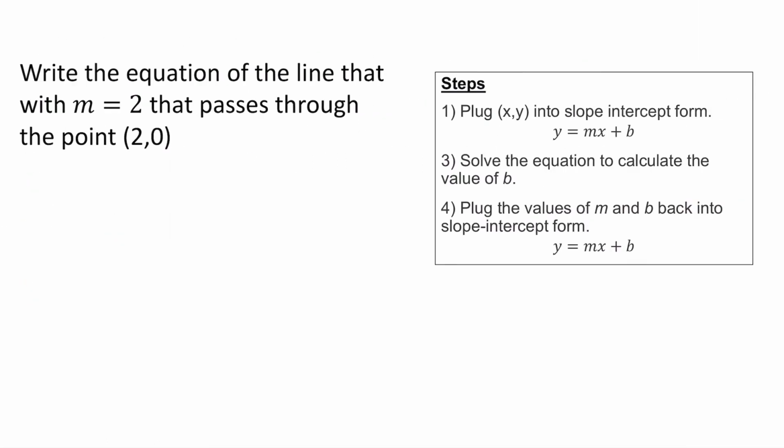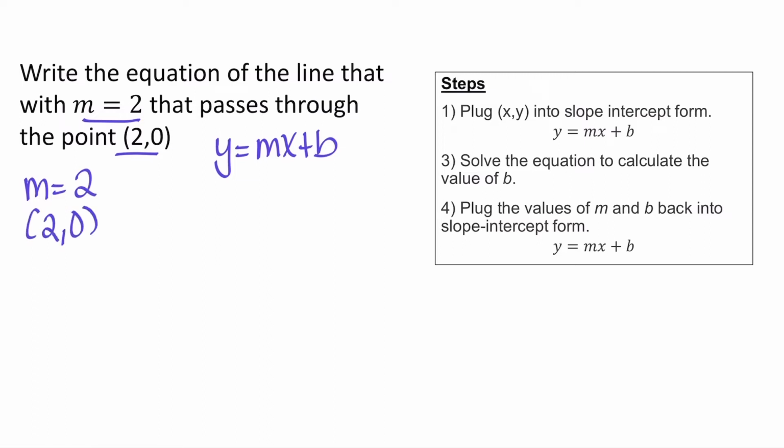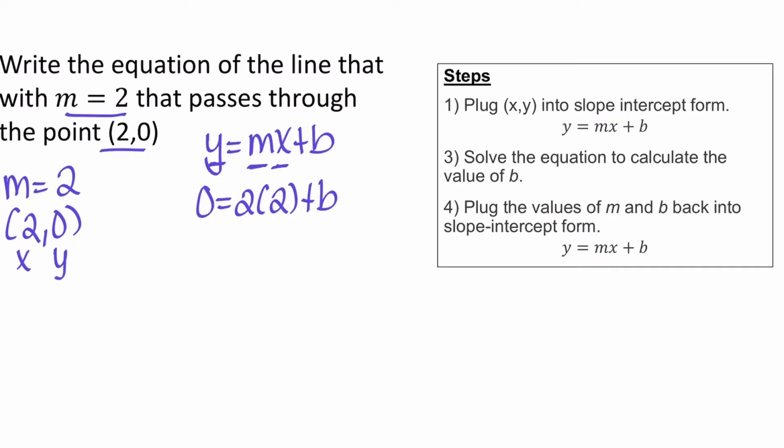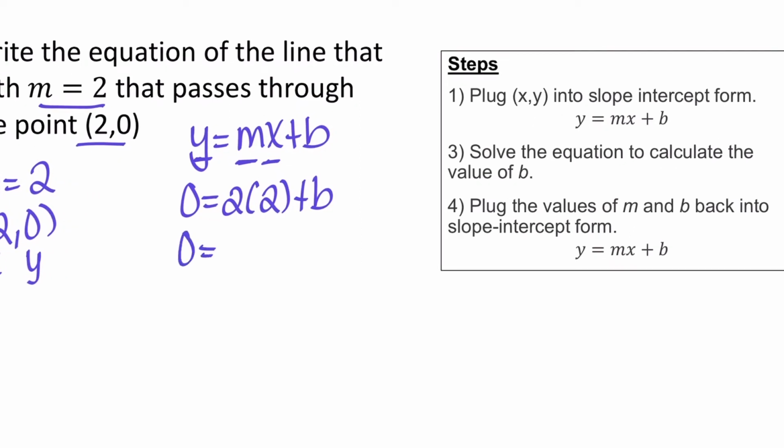So let's write the equation of the line with m equals 2 that passes through the point (2, 0). So remember, we're working with slope-intercept form, y equals mx plus b. So we have here m equals 2, and we have the point (2, 0), which gives us an x and y value. So when we plug into the equation, we get 0 equals 2 times 2 plus b. Now when we simplify this, we get 0 equals 4 plus b.